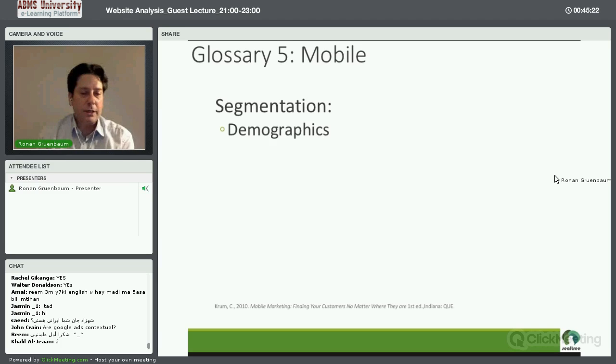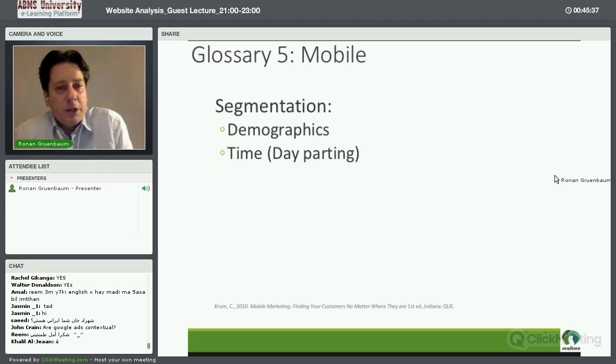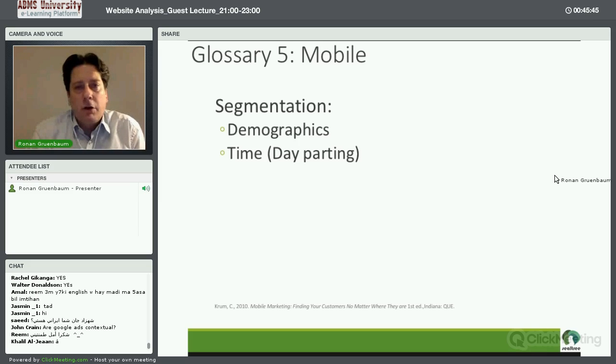The time that they are accessing the internet. So do you want people to see your ad only when they're going to work in the morning, during lunchtime, after work? Are you aiming it at students, in which case you might want a different thing? Do you want it only in the evenings when people are out and about, 3 o'clock in the morning? You can specify this. You can specify location, so only within 2 miles of central London, for example.